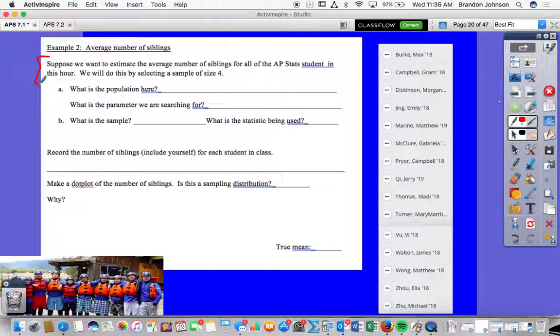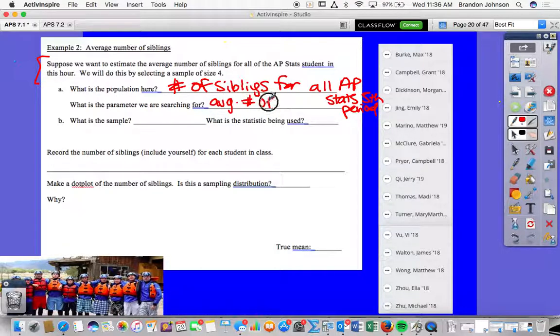Now, with that being said, with this specific problem, what is the population? Max and Matthew, let's make sure we're here, okay? What would be the population for this up here? The number of siblings for all AP stats, 5th period, right? Awesome. Okay, so I'll leave that there. What is the parameter we're searching for? Yeah, average number of siblings, y'all rock. Okay? All right, so we've got this, which is perfect.